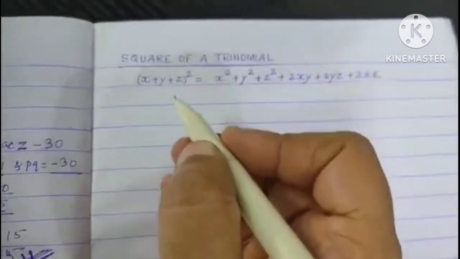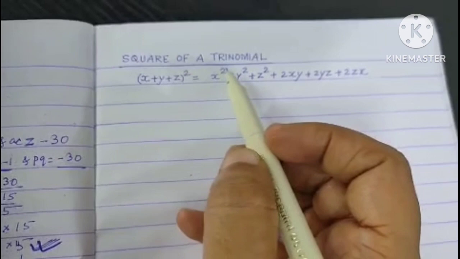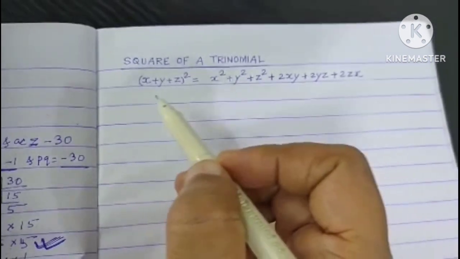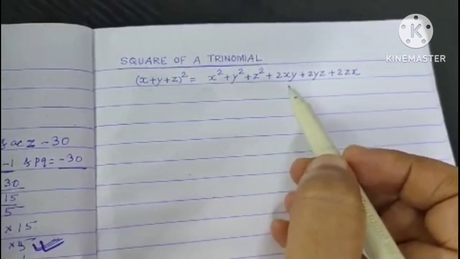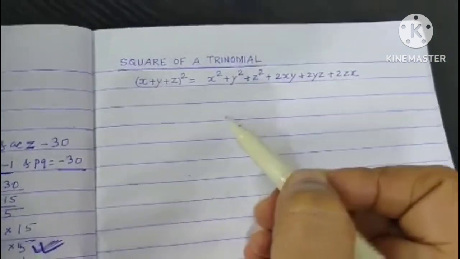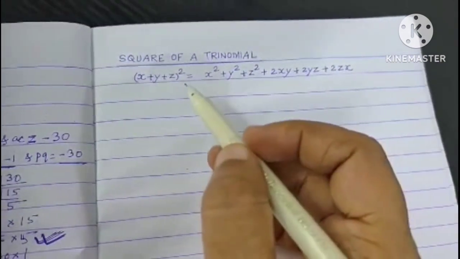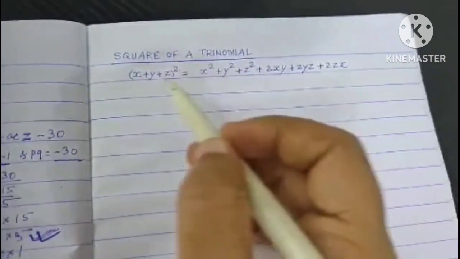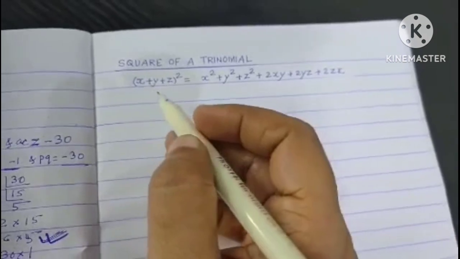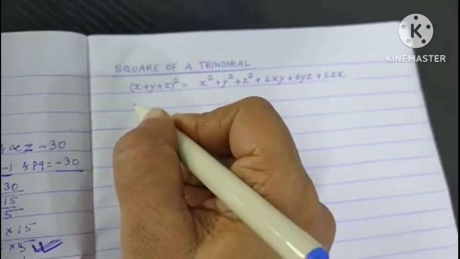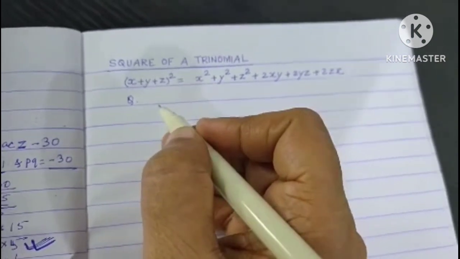So let us start the lecture. As I told you, our formula of today is the square of a trinomial, and we already know this one: (x + y + z) whole square equal to x square plus y square plus z square plus 2xy plus 2yz plus 2zx. I have discussed in length during our previous lectures how we come to this long expression from this small square of a trinomial, so I will not go to that portion. Let us now discuss some problems, how we solve them.